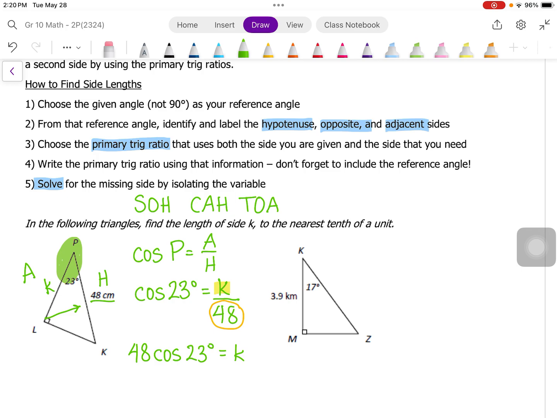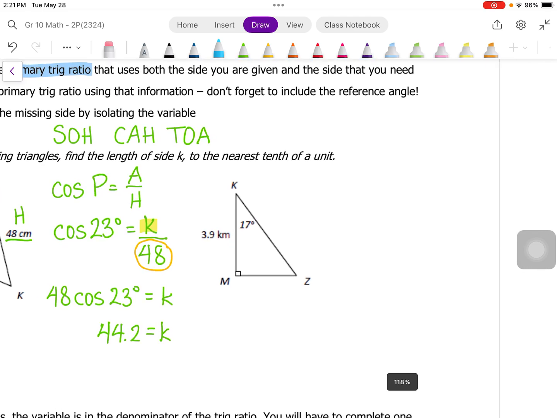So this is where you can plug into your calculator. You just need to know how your calculator works, whether you input the 23 degrees and then press cos, or whether you press cos and then the 23 degrees. Alternatively, you can use trig tables and look up the ratio, or the 4-digit decimal, for the cosine of 23 degrees. Take that number and multiply it by 48. And when we do that, the result is 44.2. So side length K is equal to 44.2 centimeters.